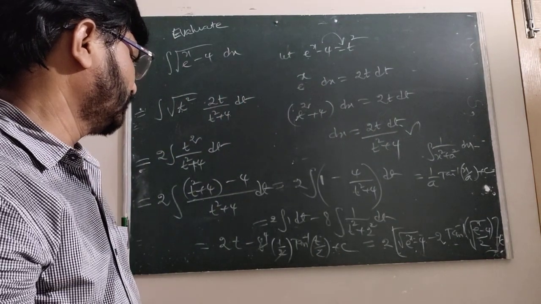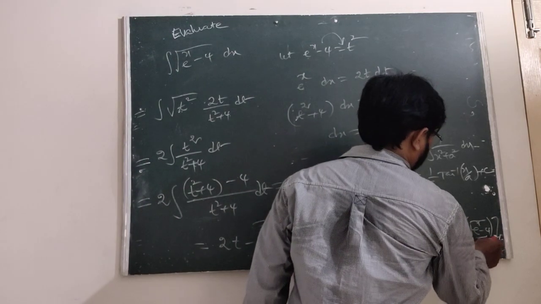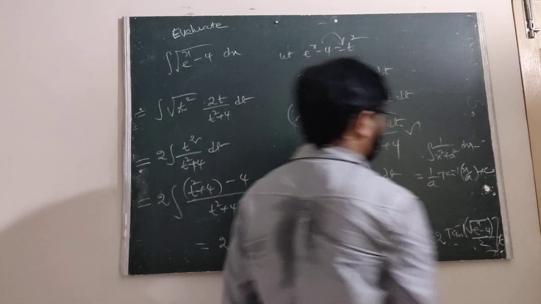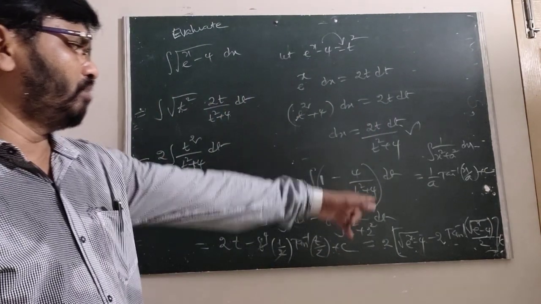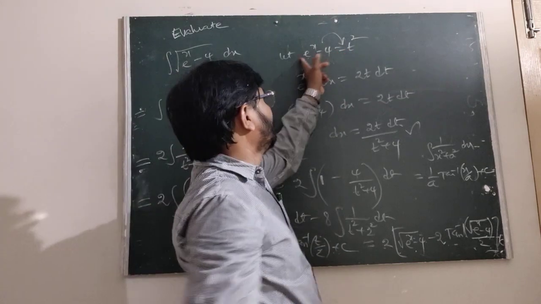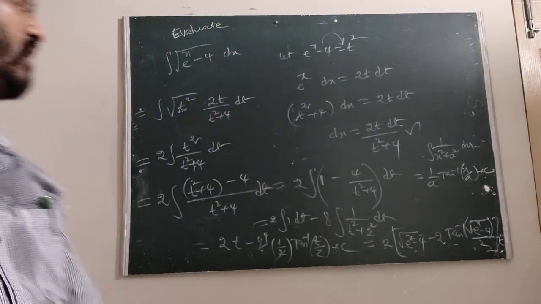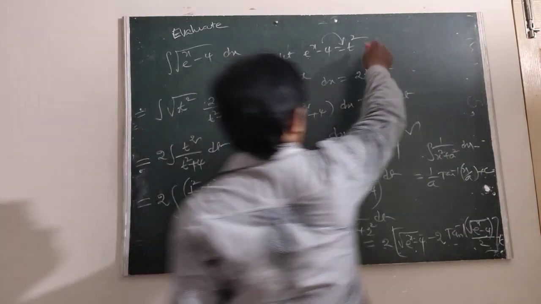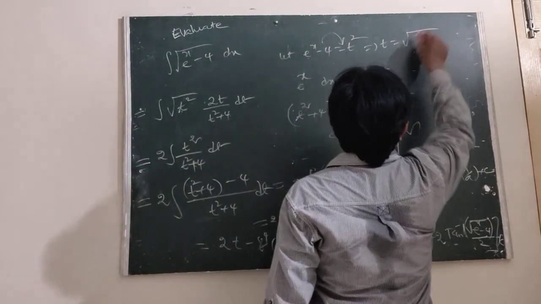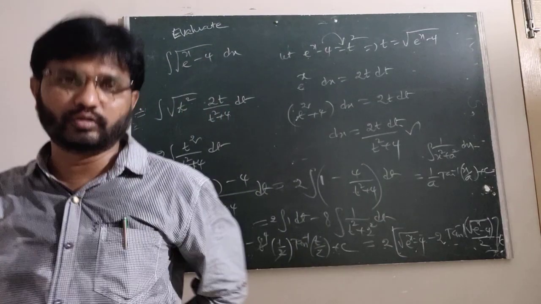Is it okay? So you can write t by 2. T is this one. We can take only t by 2. Now this is the root of e power x minus 4, minus 2 tan inverse of t by 2, where t is the root of e power x minus 4. That is the required solution. Okay.